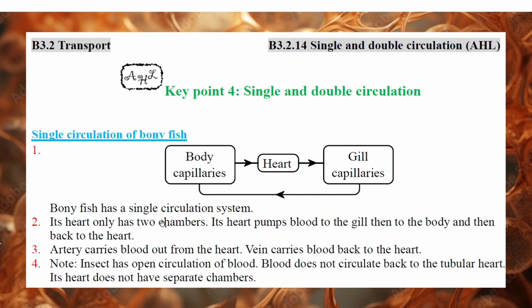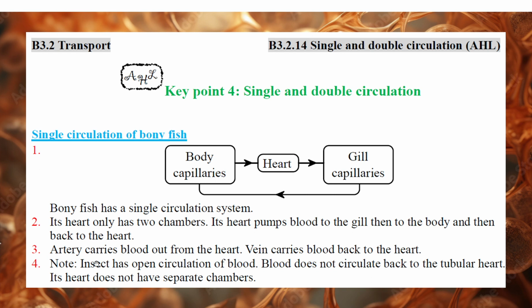Its heart only has two chambers. Its heart pumps the blood to the gill, then to the body, and then back to the heart. Artery carries blood out of the heart. Vein carries blood back to the heart. The same, but just one set of artery and vein.